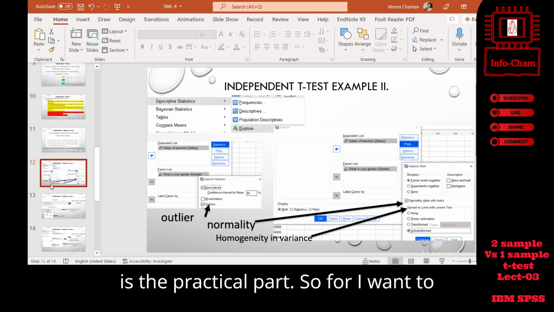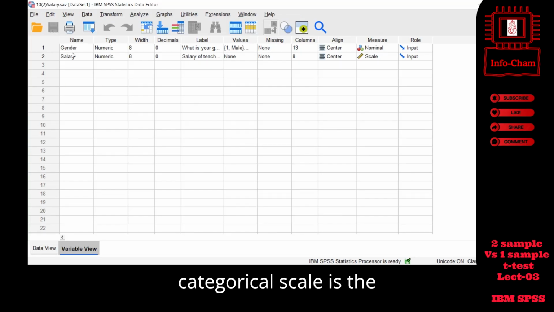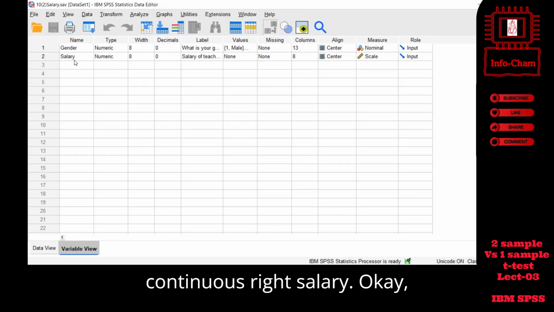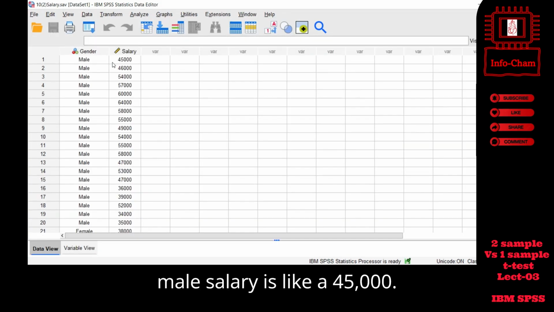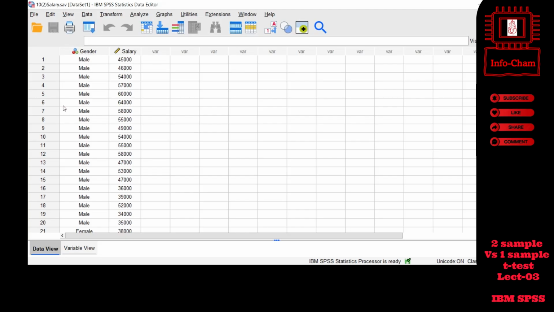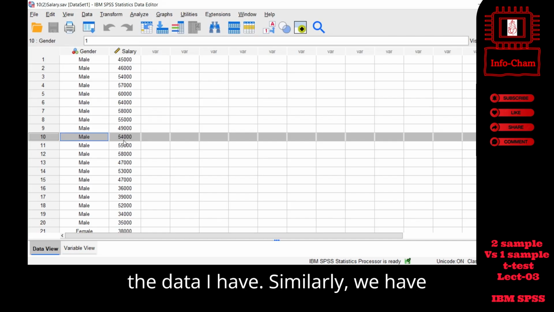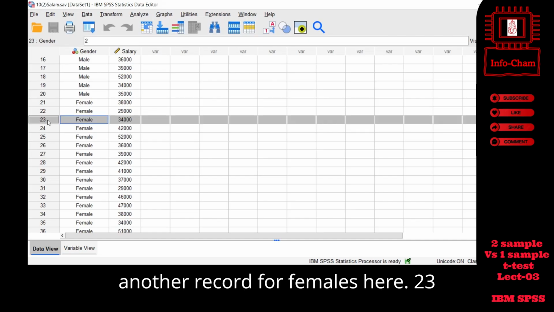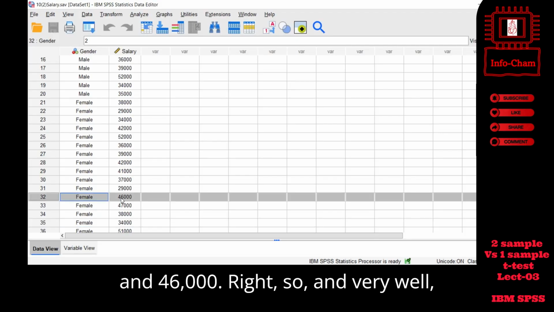Okay, now it is the practical part. I want to show you here: nominal, which is the categorical, and scale is the continuous, right? Salary. Okay, nothing to discuss here. You know very well. The male salary is like 45,000. Next male has 46,000, and this male has 54,000, right? This is the data I have. Similarly, we have other records for females here. Record 23 is saying 34,000, and female number 35 has 34,000, again the same, and 46,000, right?